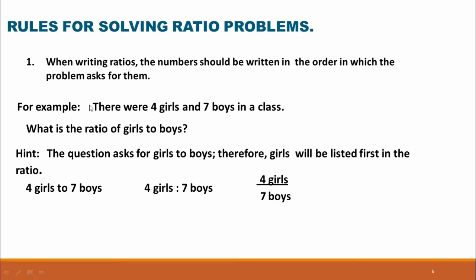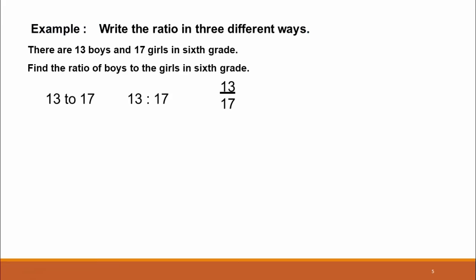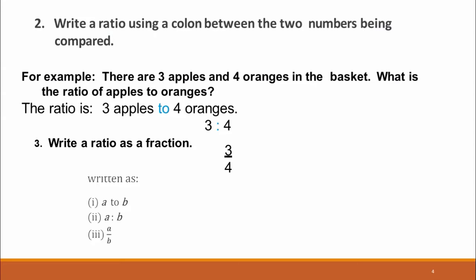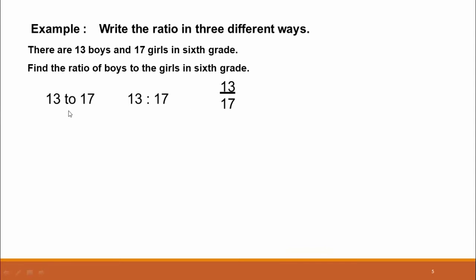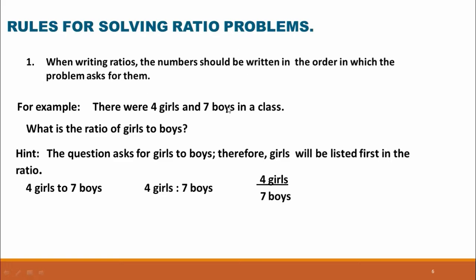Now, rules for solving ratio problems. As I have already told you, the first rule is to use any one of these ways to represent the ratio between the quantities: by using the word "to", using the colon symbol, or using a fraction. But another rule is that when we write ratios, the numbers should be written in the order in which the problem asks for them.